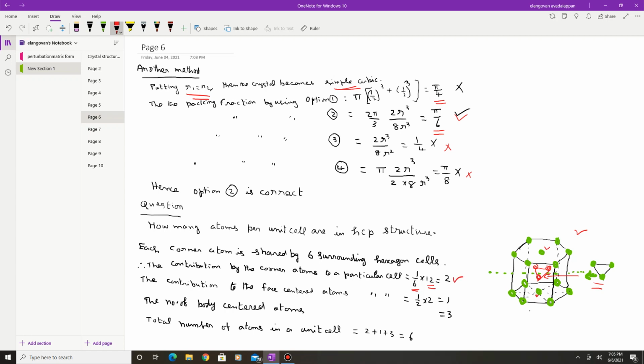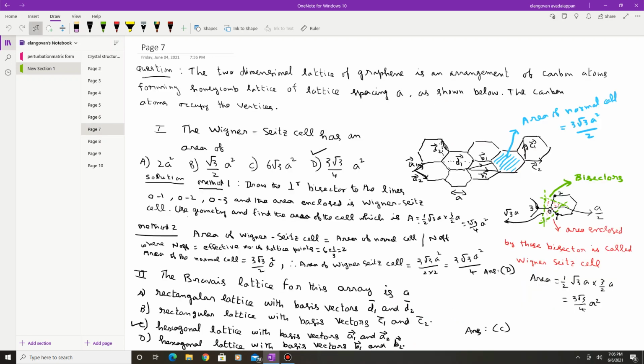Now the contribution of the face-centered atoms, one in the upper face and one in the lower face. For each face-centered atom, the contribution is 1 by 2, and there are two such atoms. So 1 by 2 into 2 is equal to 1. Then the body-centered atoms: in addition, these 3 atoms are within the cell, so they must be included. Ultimately 2 plus 1 plus 3 equals 6. So the number of atoms per cell in the HCP structure is 6. This is another simple question.